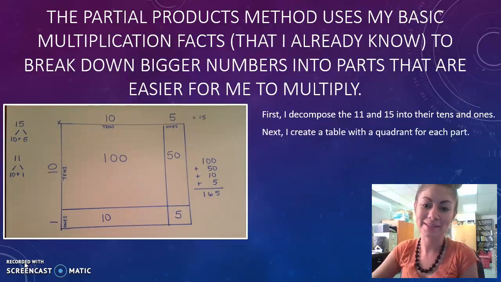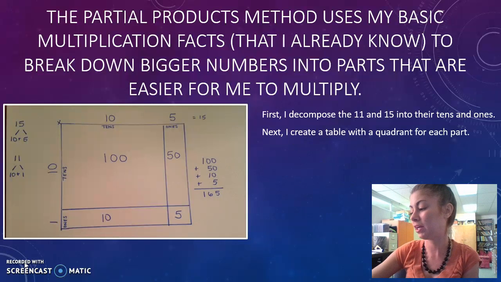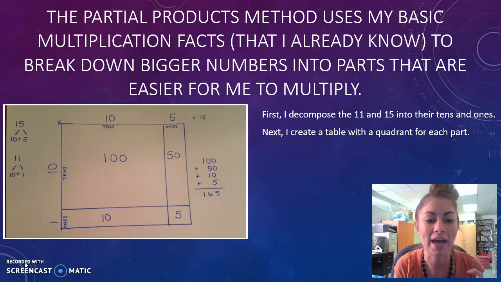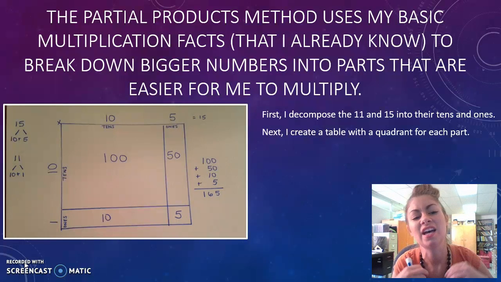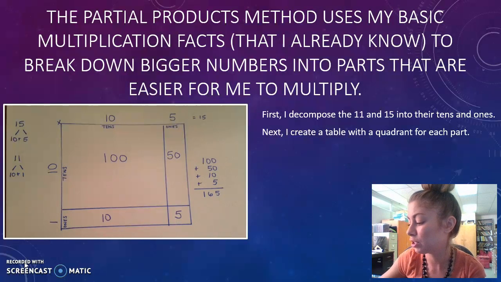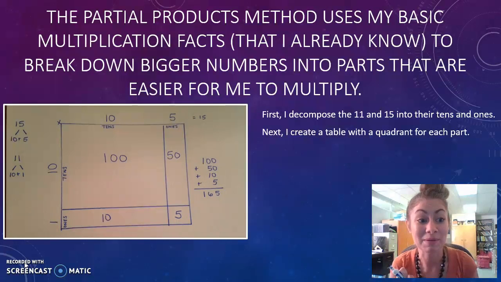The next step in this process is to create a table with a quadrant for each part. In my model on the screen there, I made it so that the 10s were bigger, the 1s were smaller, to kind of visualize that breakdown. You don't have to. It can just be a 4-square quadrant. You just need one box for each of the numbers that you're going to be multiplying.